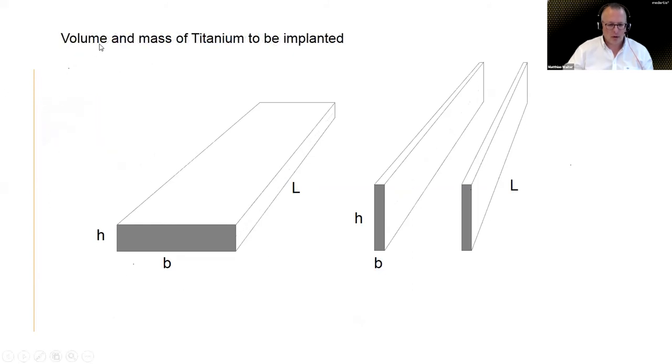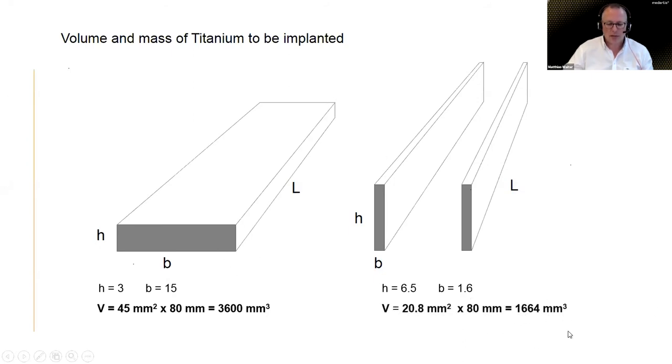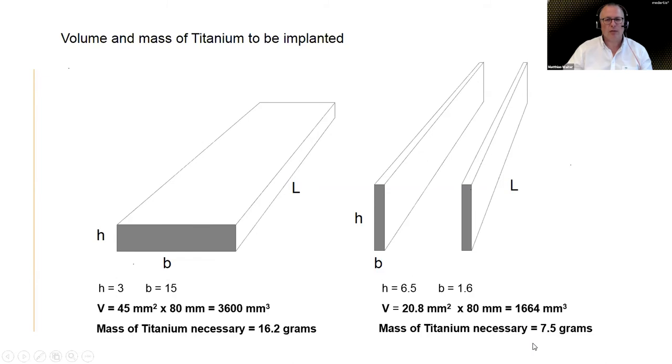So if you do the volume and mass calculation, so how much titanium we actually stuff inside of a patient, you will find that in this concept, we need 3,600 cubic millimeters if this would be 80 millimeters long, whereas with our construct, it's only 1,664. Calculated in titanium weight, this implant weighs about 16 grams, whereas those two plates together only weigh 7.5 grams. So it's less than half, but the stability is exactly the same thing.